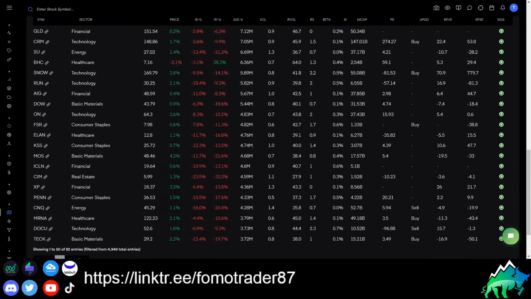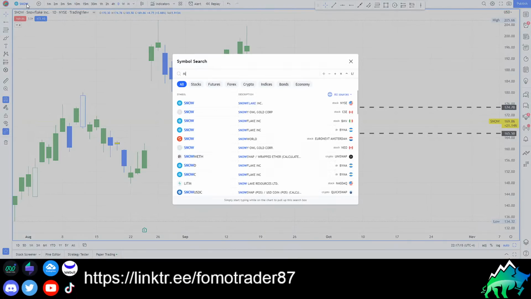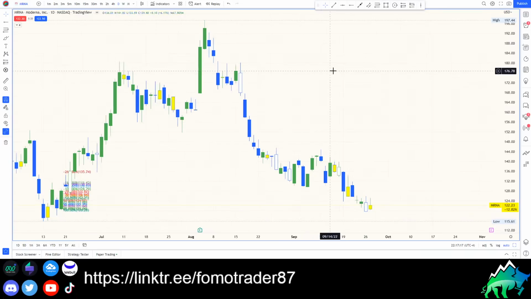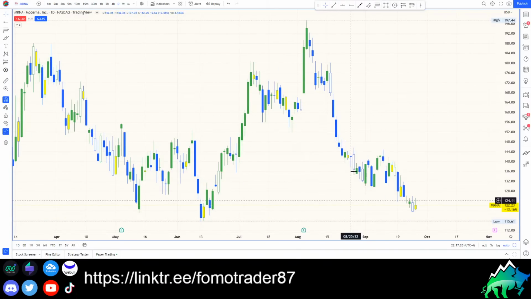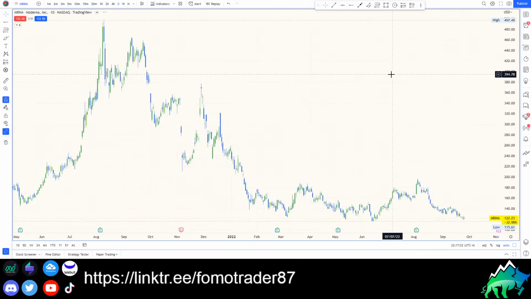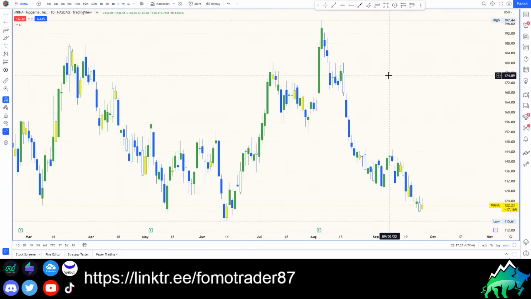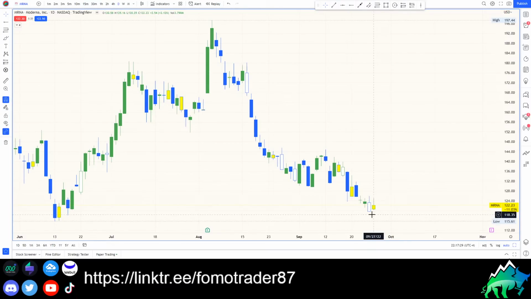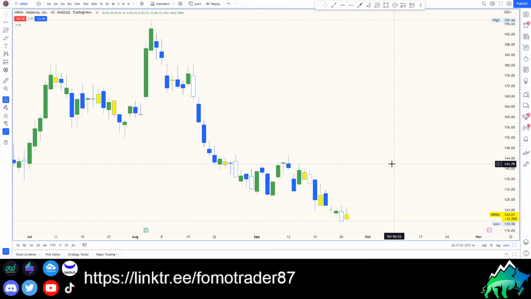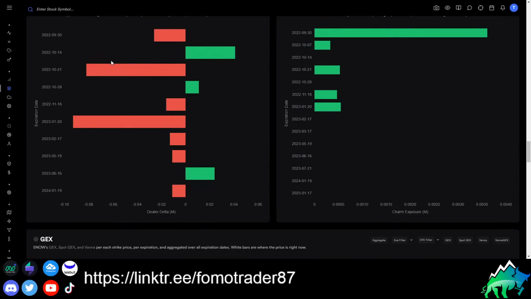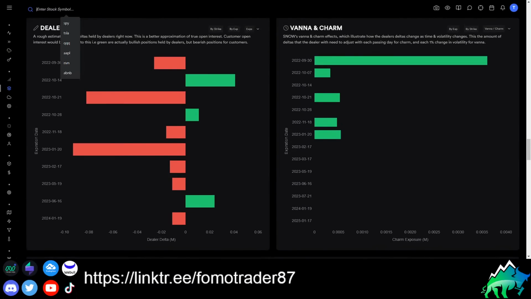Let's see what else we got here. Snow, MRNA, Moderna. So MRNA looks to be sitting on some major support as well. Big consolidation with an outside inside. Let's check and see what we got going on here.